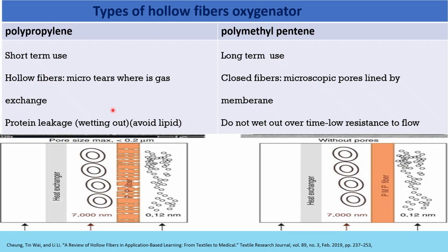That's why we should know the type of oxygenator, because if we use polypropylene, the patient shouldn't be sedated with propofol. But polymethylpentene is for long term, a closed fiber microscopically lined by a membrane, doesn't wet over time, and has low resistance to flow. Here we can use propofol very simply, with no issue. So it's very important, when you have a new machine, to check the type of oxygenator in it.